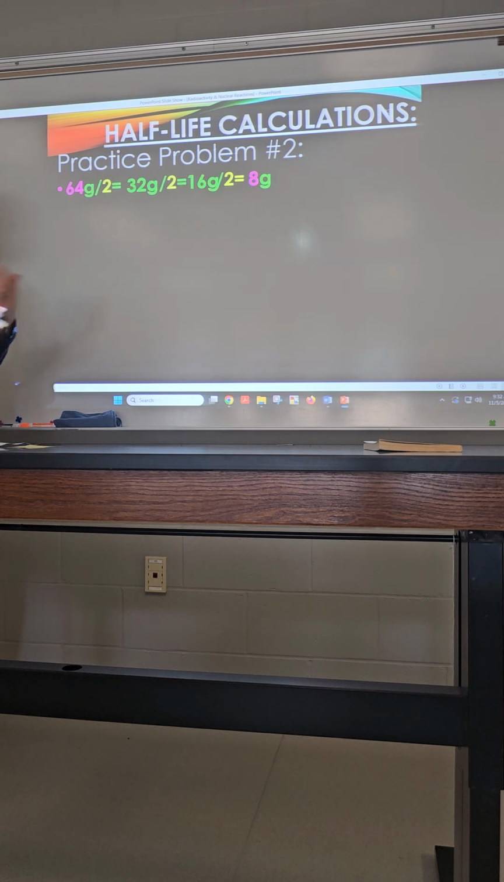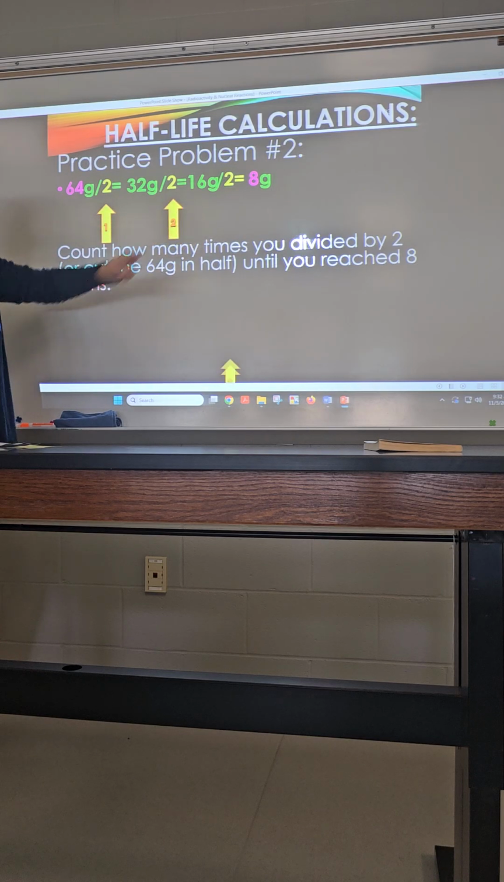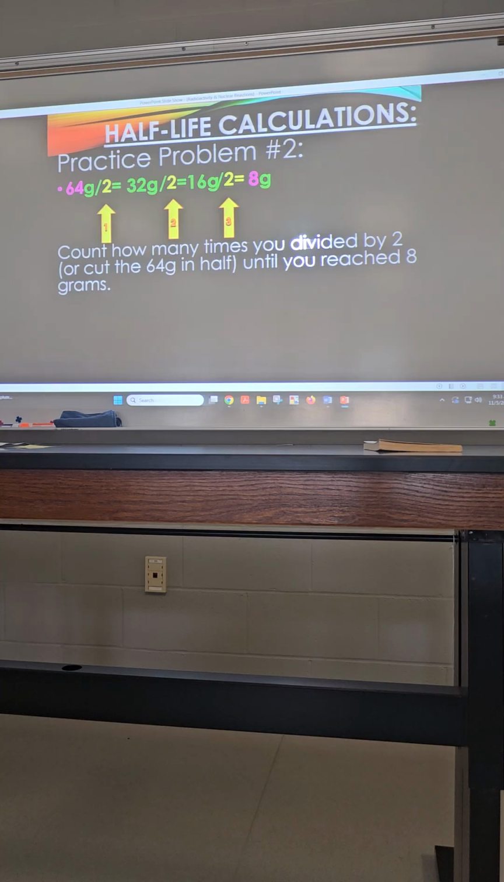Okay, now what? Well, you want to know how many half-lives that took. So we just count them up. Each half-life is cutting in half or dividing by 2, so just count how many times you divided by 2. 1, 2, 3. So your first answer is it went through 3 half-life cycles. Count how many times you divided by 2 or cut it in half until you reached 8, and it was 3. So that is your answer. It went through a total of 3 half-life cycles.